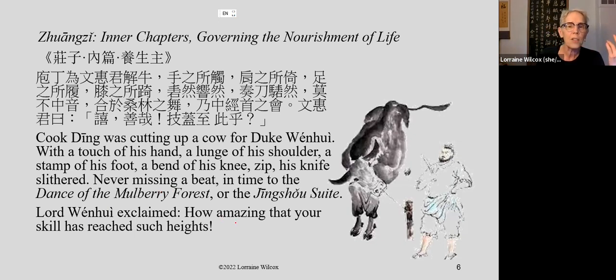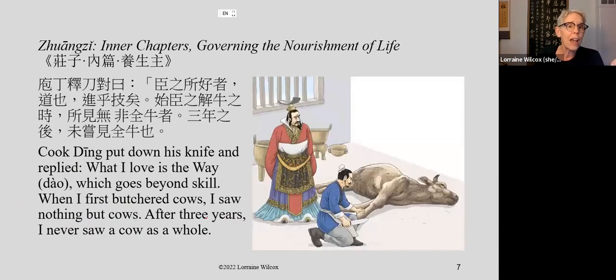So the Duke says, how amazing that your skill is so wonderful. And the cook puts down his knife and says, hey, it's not my skill, it's the Tao, it's the way. This is something even better than skill. Sure, I have skill, but actually what I have is the Tao. And then he starts telling this story that when he first started butchering animals, he saw the whole animal. He just saw the way you and I see things probably most of the time.